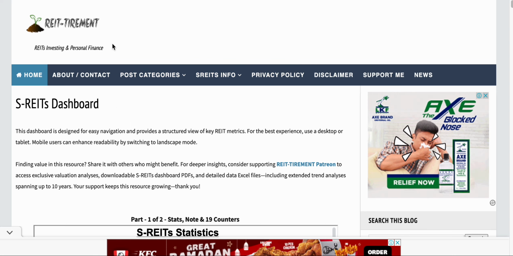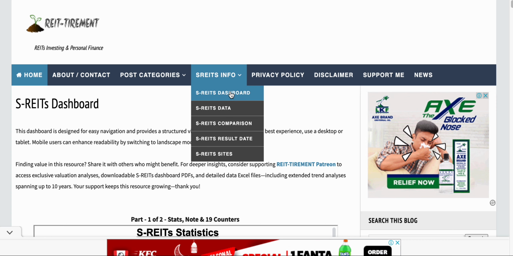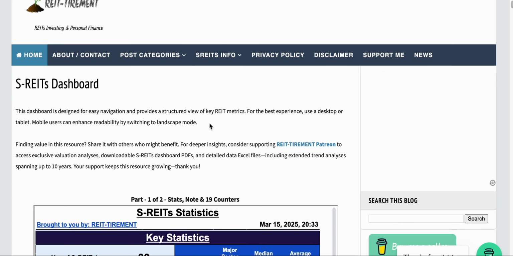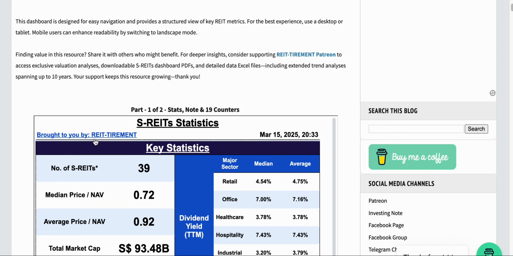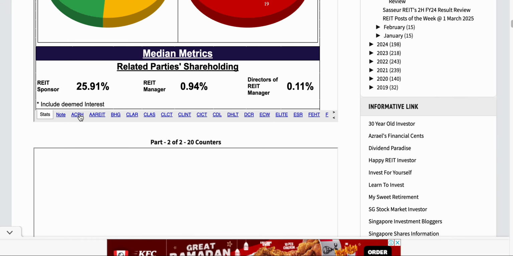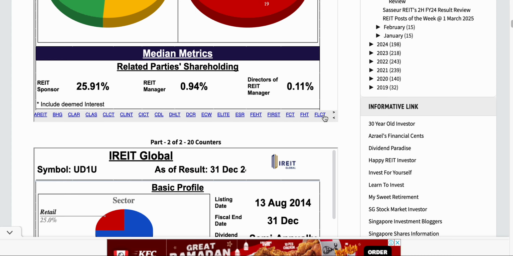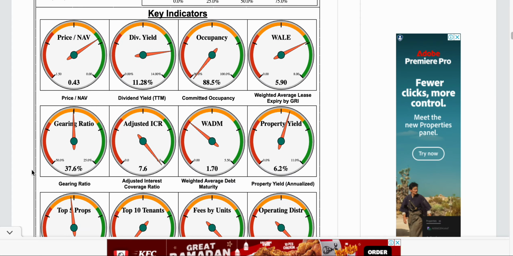But I think generally the most useful part of his block lies here in the S3 information, right? And if you go to the dashboard, you get something like that. You see the first half here is 19 counters, so you can choose the counter you're interested in here. And if it's not here, then it should be below. You can see until this under FLCT, otherwise it's below, and the below starts with IREIT.